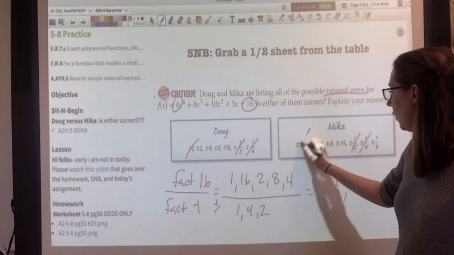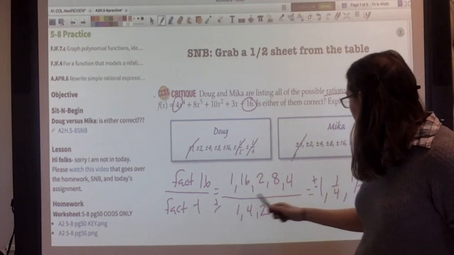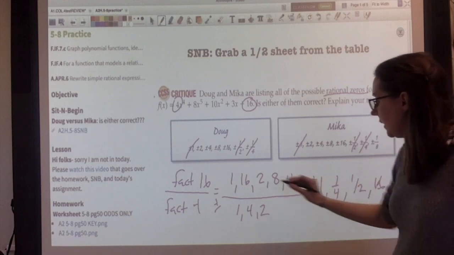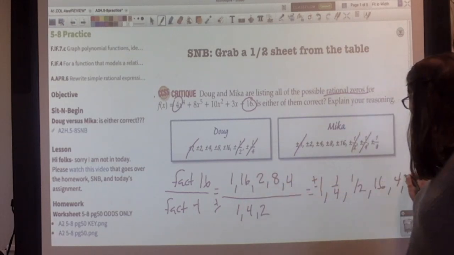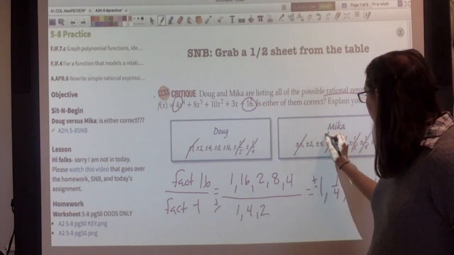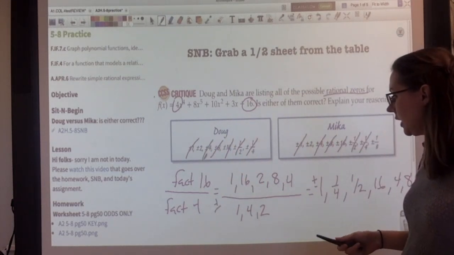So 1/2, 1/4, and 1. So far, so good on both. Now let's look at 16. 16 over 1 is 16. 16 over 4 would be 4. And 16 over 2 is going to be 8. So 16, 8, and 4. So far, so good.